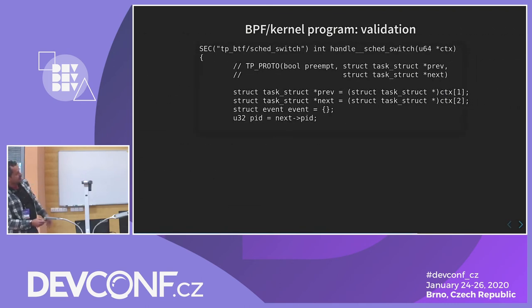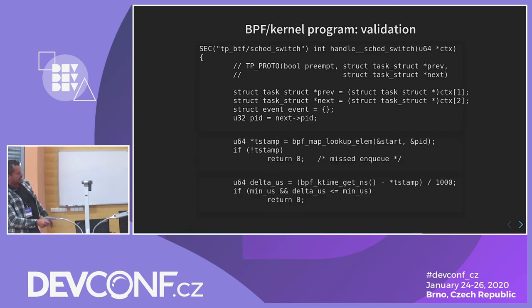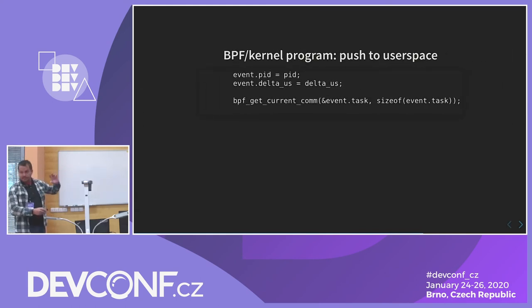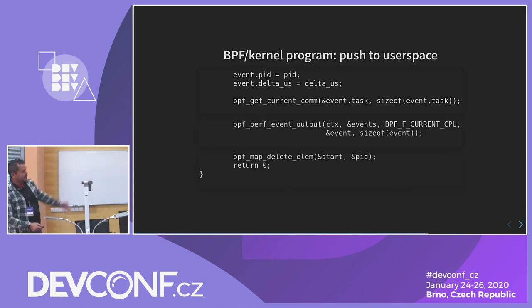And then you have the sched_switch, where you have a different prototype, and you have two tasks, the one that was running and the next one, and then you get information from the next one, and then you do the lookup for this thing, and you get another timestamp and subtract the one that you got from the map, and check that it's more than the specified minimum latency that you want. If everything is all right, I want to pass this to user space, so I create the event, the PID, the delta, and use another helper, bpf_get_current_comm, to get the current task comm. And I push this to user space. And then I delete that entry from the map so that the next delay can be measured and it's not there.